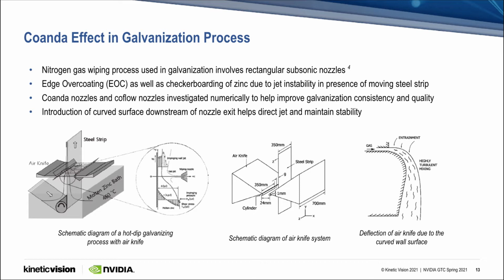There's been noted in the past edge overcoating, where the edges of the steel strip have more zinc than the middle of the strip, as well as checkerboarding, which was attributed to different hydrodynamic instabilities that the jet experienced due to the motion of the steel strip. Researchers have investigated Coanda nozzles as one way to help direct the flow downward towards the bottom of the steel strip and also maintain stability of the actual nitrogen jet so that you mitigate both the edge overcoating as well as the checkerboarding pattern noticed. And this is really the application, it kind of forms the motivation for the nozzle that we're going to be taking a look at on subsequent slides.